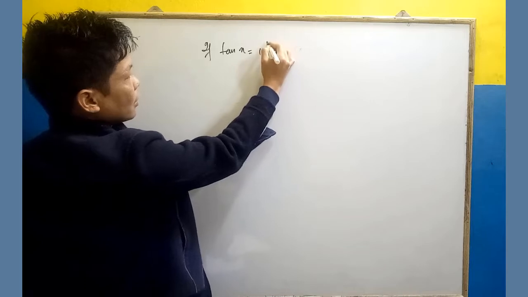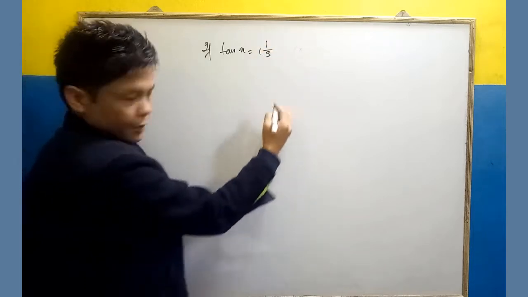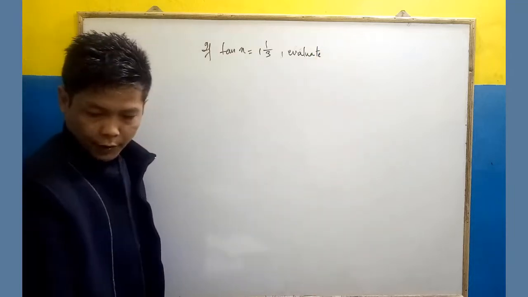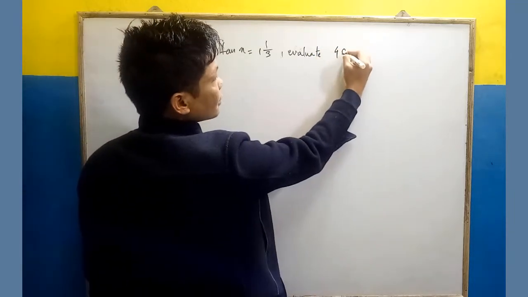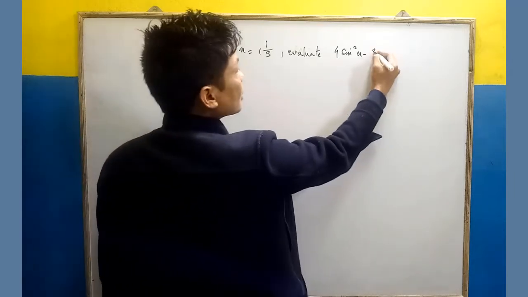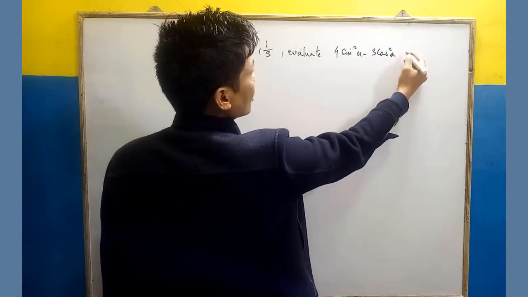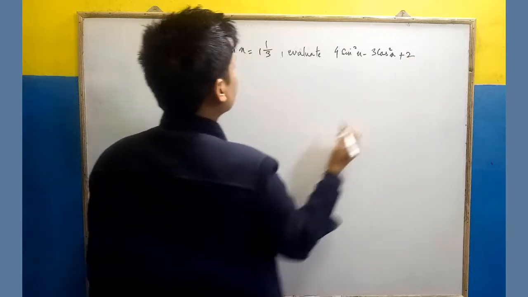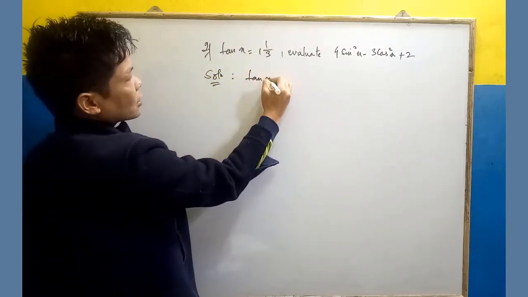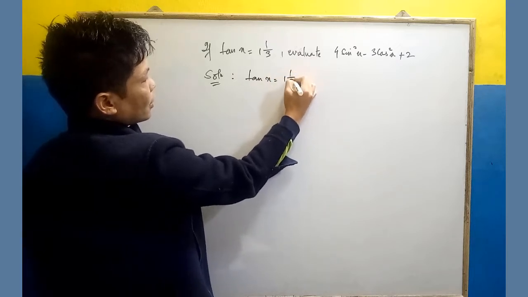tan x is given as 1 by 3. Evaluate 4 sin square theta minus 3 cos square x plus 2. So we have tan x equal to 1 by 3.